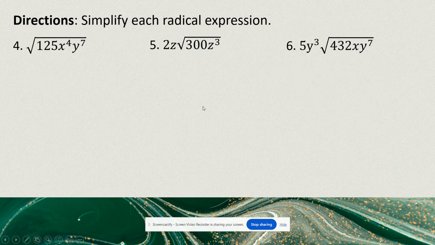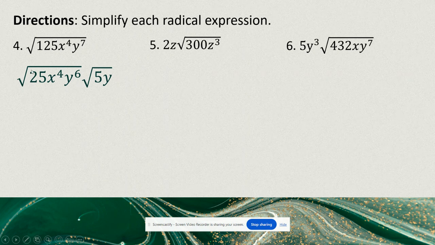Okay. For number 4, I have the square root of 125 x to the 4th, y to the 7th. Again, here we kind of have a mixture of both things going on. Okay, so the square root of 125 is not a perfect square. Okay, x to the 4th we're going to be able to work with because it's an even exponent, and y to the 7th is odd, so we're going to have to do some work with that part too. So what I'm going to start with is I'm going to start by taking out or breaking apart 125.